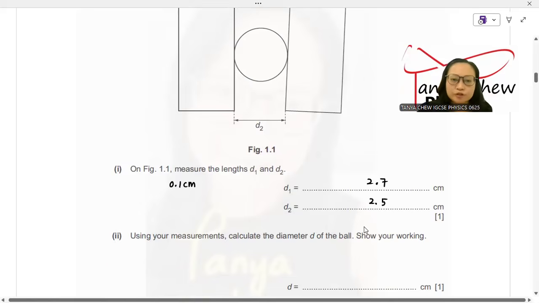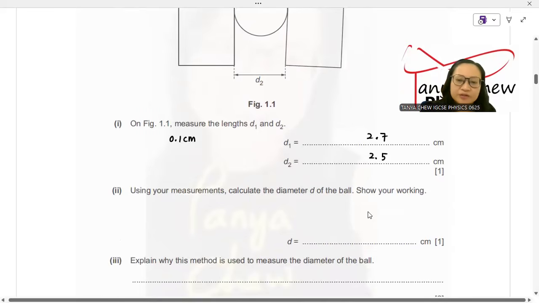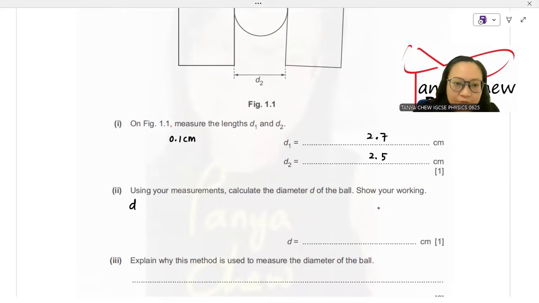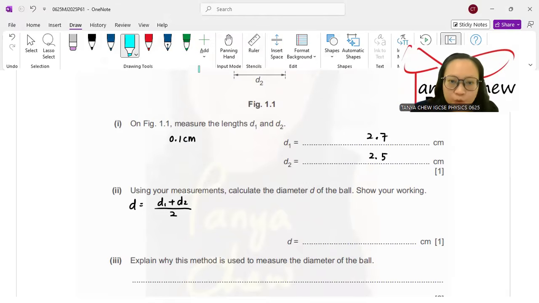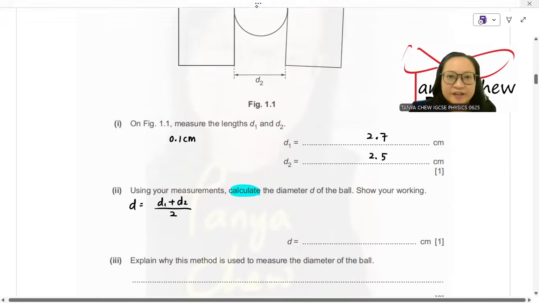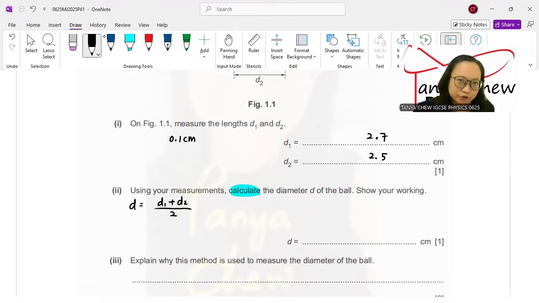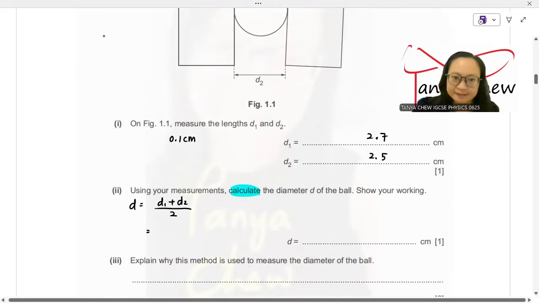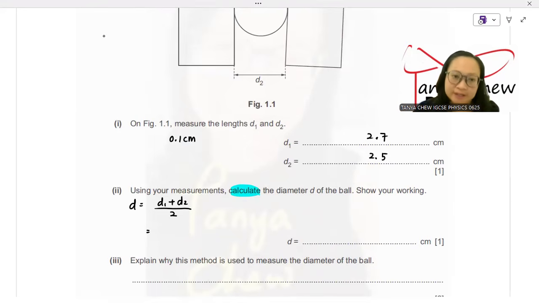Now, the second part, use your measurements, calculate the diameter D of the ball. So diameter D would be the average value of D1 and D2. Do you see this word? If you see this word calculate, it means you're using your calculator to do your calculations. As long as you're doing a calculation, see how I do. The value of D must follow the significant figures of your D1 and D2.